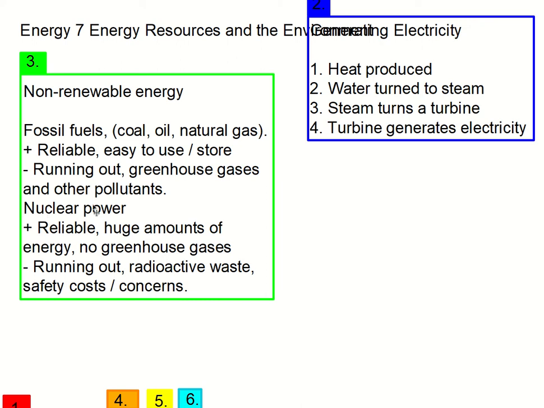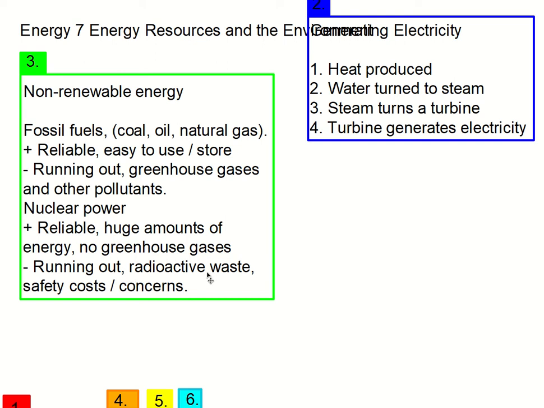The next one is nuclear power. Nuclear power is slightly different in that we don't burn anything, but a nuclear reactor uses a nuclear reaction to produce the heat. Heat turns the water to steam, steam turns a turbine, turbine generates electricity. So it's the same basic process as this, except we don't burn anything. And because we don't burn anything, there are no greenhouse gases. It's also reliable, and a huge amount of energy is released, but instead of making greenhouse gases, you make something which is arguably worse because it hangs around for a very long time, and that's radioactive waste.